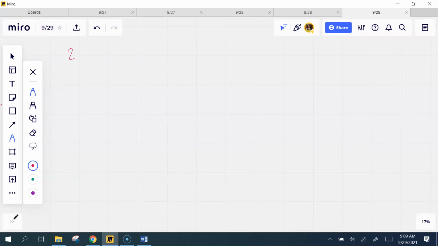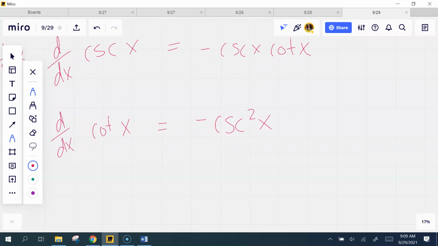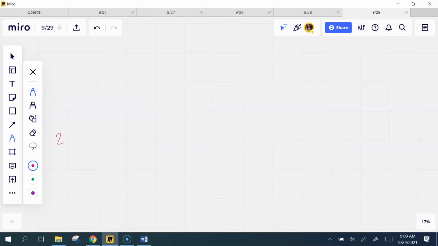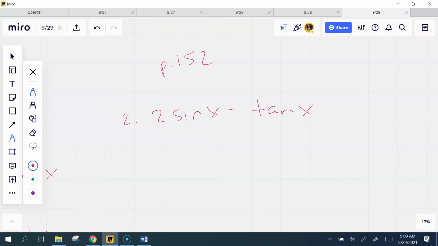It's number 2. Wait, can you scroll up? I didn't get that one. Okay. Number 2 on which page? It was negative cosecant squared x. What numbers are for the homework again? Find dy dx. Is this the beginning of our homework? Yeah.